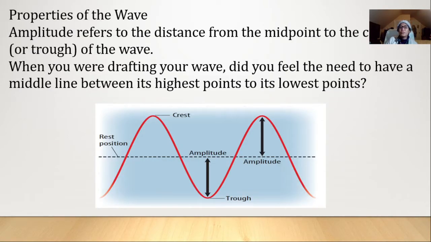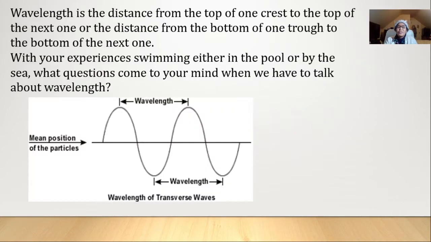And on the properties of the wave, the amplitude is the distance from the midpoint to the crest or trough of the wave. So when students are drafting their wave, they will be asked if they feel the need to have a middle line between its highest points and its lowest points, so their drawing will be in proportion, right?